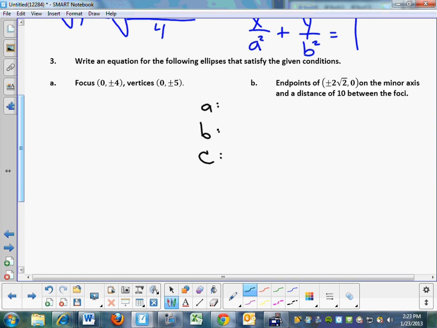Endpoints of plus or minus 2 square roots of 2, 0 on the minor axis. The minor axis, not the major, and a distance of 10 between the foci. If there's a distance of 10 between the foci, what's going to be your C value? 5. And if you have a tough time sorting through this information, go ahead and draw it out.